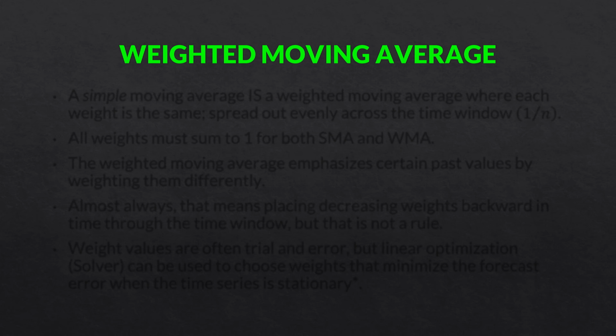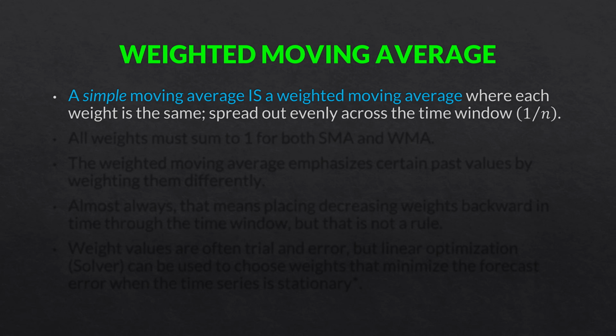Let's get started. So first, a few conceptual ideas. Now, in the previous video, we learned about simple moving averages. And the thing is that a simple moving average is a weighted moving average, where each weight is the same. It's spread out evenly across the time window. So in that prior video, we had a 3-period moving average. Therefore, the weight for each value was 1/3, 1/3, and 1/3.